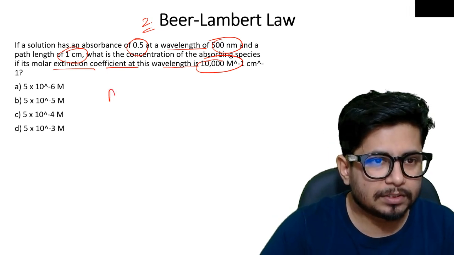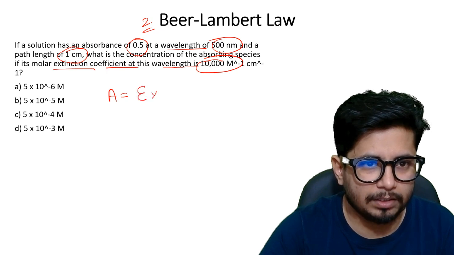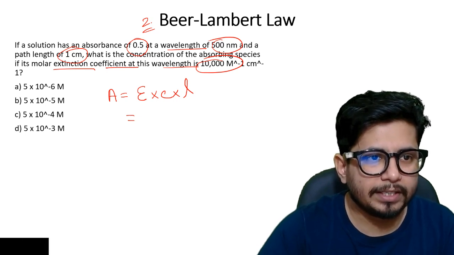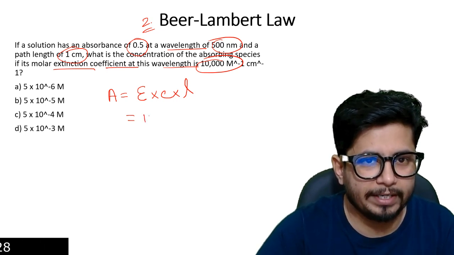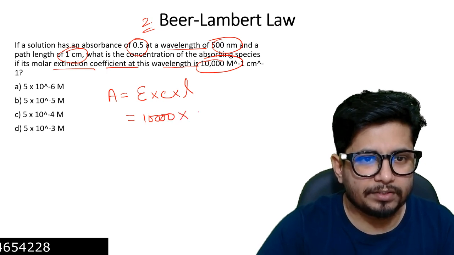So what we know about this law is that absorbance can be calculated based on this formula: epsilon C L. Epsilon into C into L. So epsilon is the molar extinction coefficient, the value is provided, 10,000. C is the concentration.